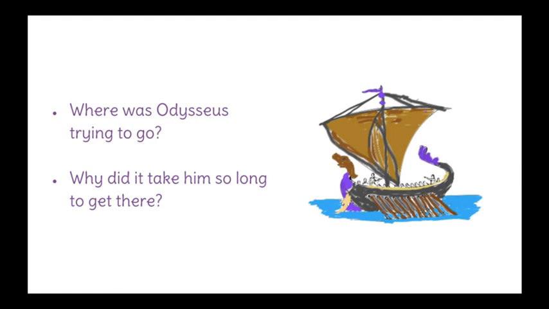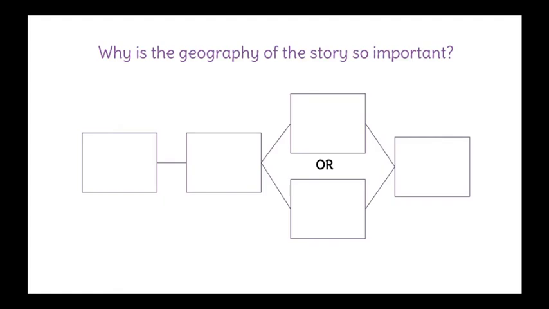Now, let's take a look at how the geography of this story keeps the story moving. You've seen the long and winding route Odysseus took to get home. So let's learn more about why that geography is so important to this story. You might be wondering, why would someone so desperate to get home spend 10 years at sea and make so many stops? To answer that question, we need to look at what happens each time Odysseus makes a stop.